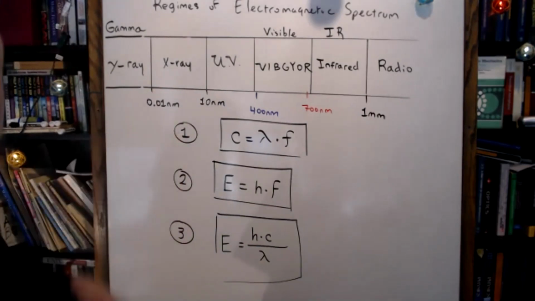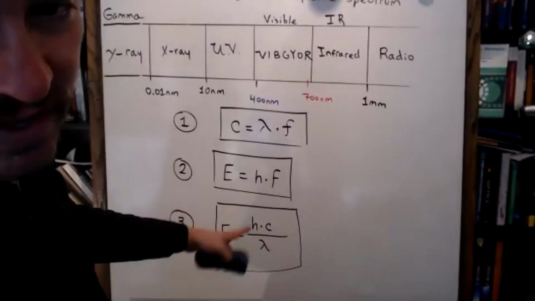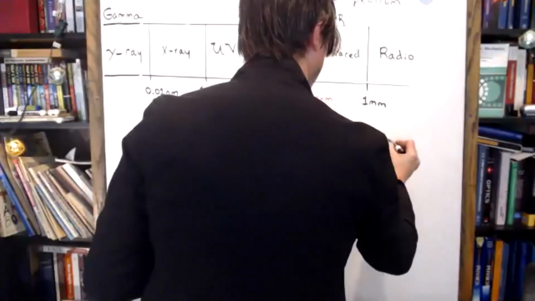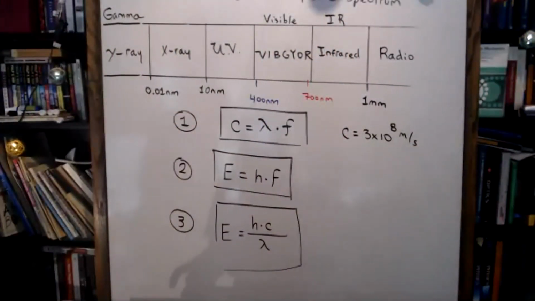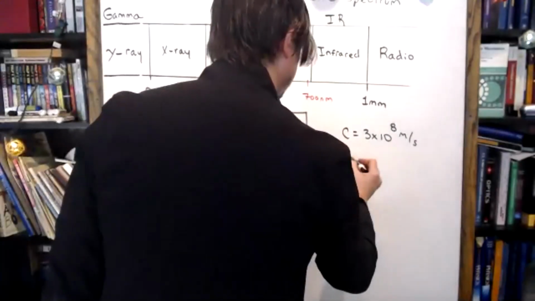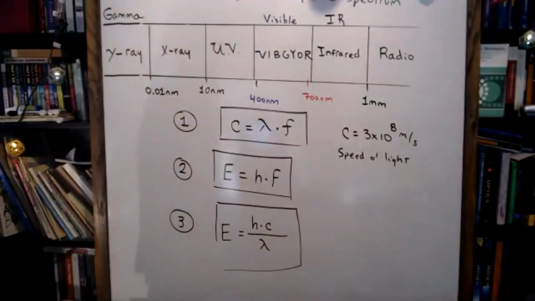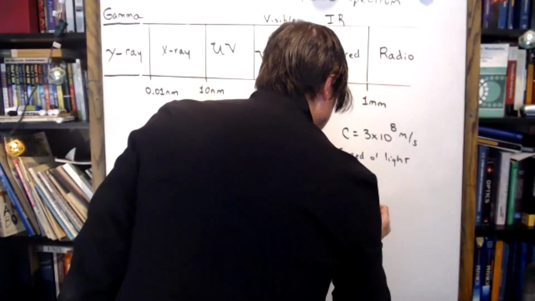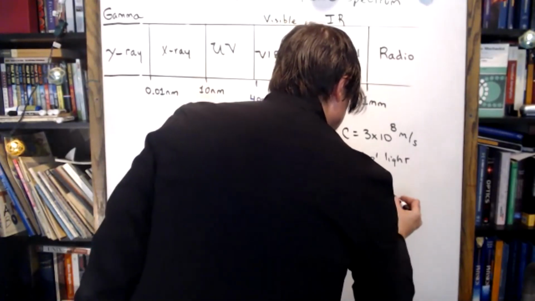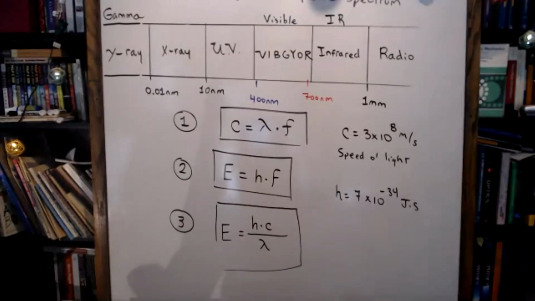Let's write this down again in our notes because we're going to want to use this today several times. Remember that C and H are constants of nature. The speed of light in a vacuum, C, is 3 × 10⁸ meters per second. That's the speed of light, okay? And Planck's constant, a number associated with quantum mechanics, is 7 × 10⁻¹⁴ joules times seconds.